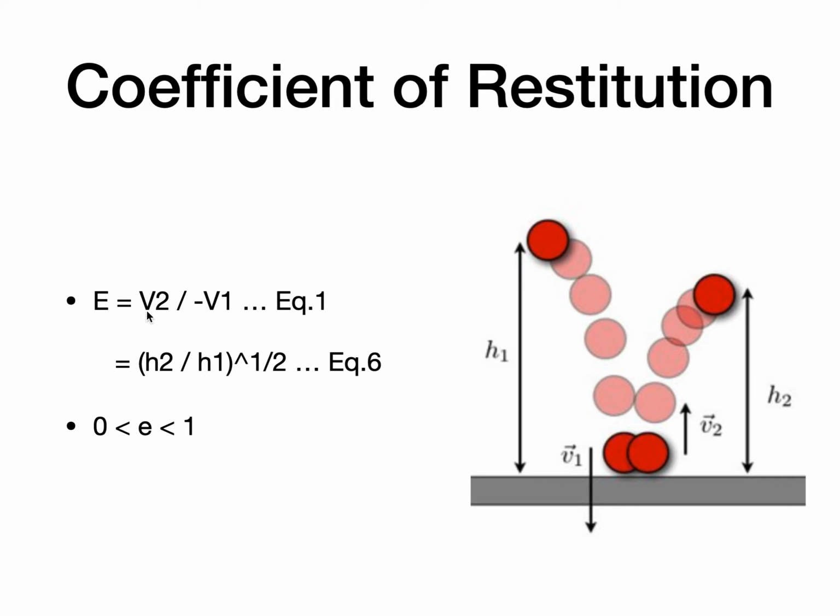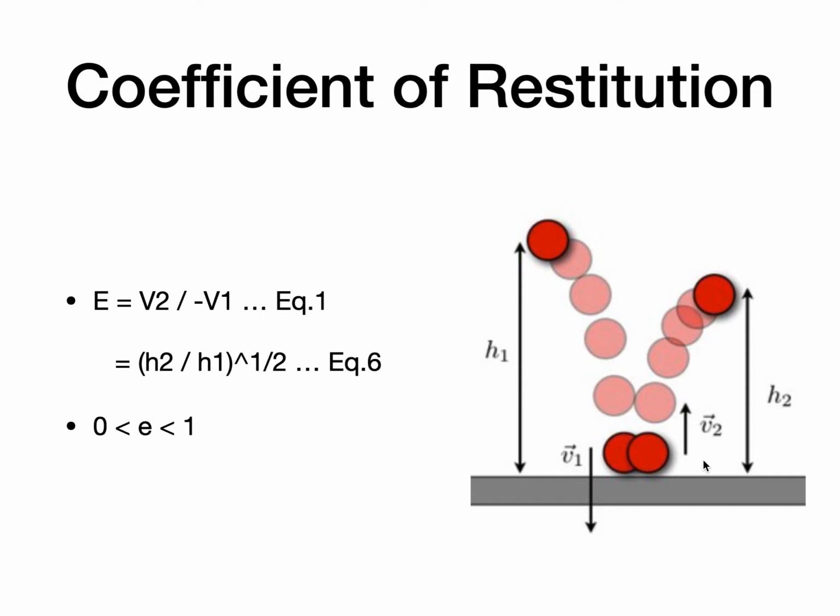Again, V2 over V1, or Vf over Vi. V after bounce and V before bounce. And again, we only care about amplitude here. Or you can use H2 over H1. That's the height after bounce and the height how high you drop the ball. And if you're using height, we need to take a square root of it. That's equation 6. Alright, two important equations for today.